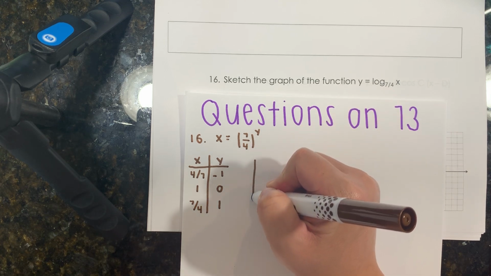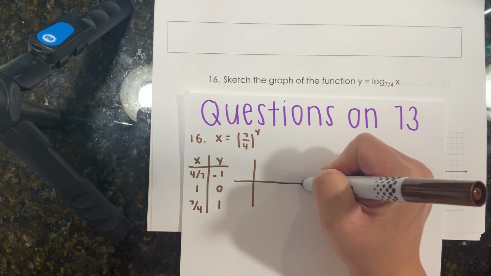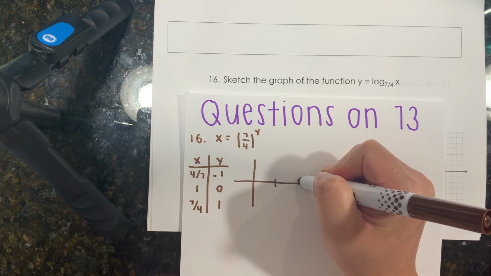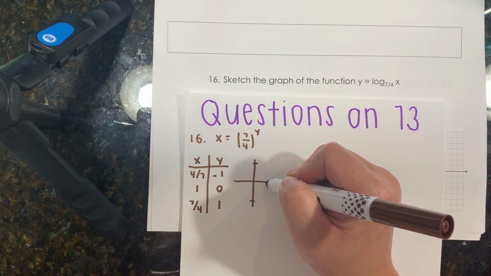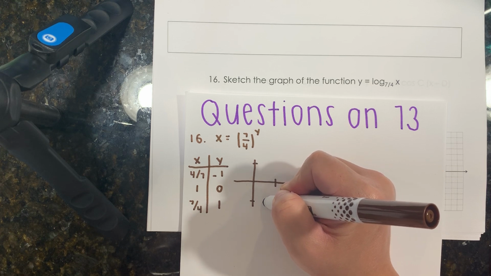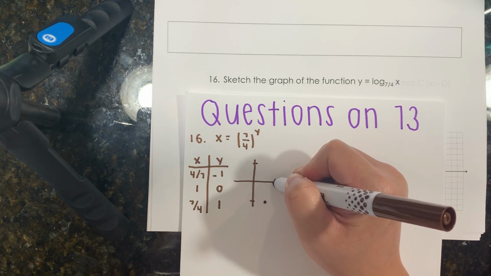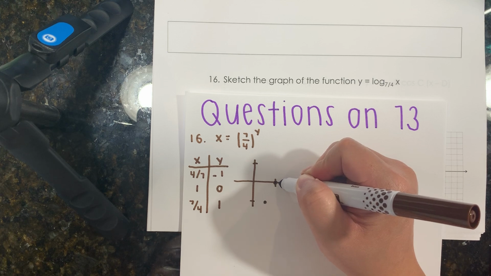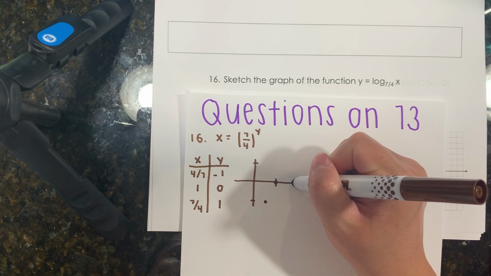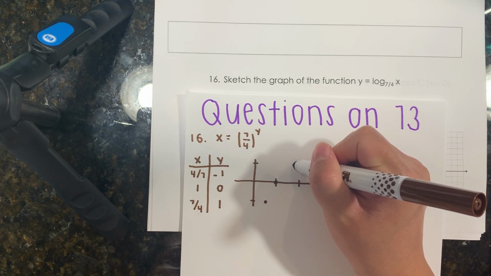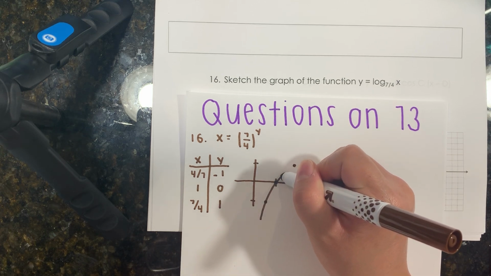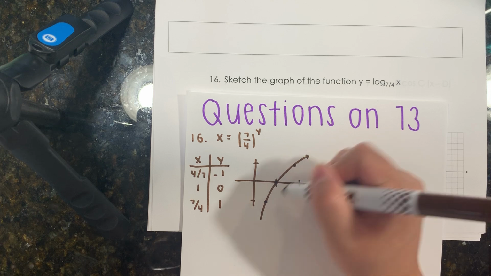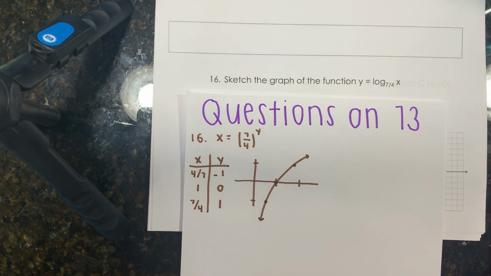So I'm going to graph this. 1, 2. So I'm going to go over about 1/2 and then down 1, over 1 up 0, and then over, that's about 1 3/4. So about here, and then up 1. So this exponential function is going to be a bit flatter than normal, so it's going to look like that.